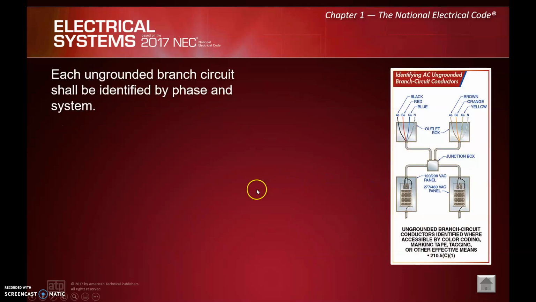Each ungrounded branch circuit should be identified by phase and system. So we need to basically have a consistency throughout a building system is really the biggest thing that they tell us here. And again, this is the industry standard. It really doesn't change from that.